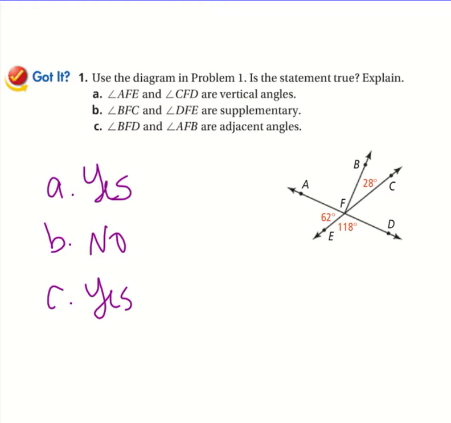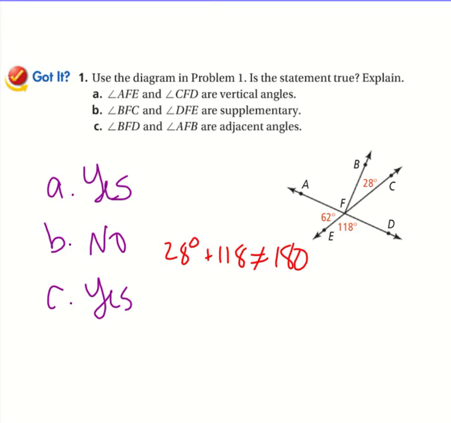Answers for each one of these questions. For 1, are AFE and CFD vertical angles? They are, because as you can see, AF and FD are opposite rays, and EF and FC are opposite rays. For 2, are BFC and DFE supplementary? Well, if you look at them, the measure of angle BFC is 28 degrees, and the measure of angle DFE is 118. If we add those together, we do not get 180.